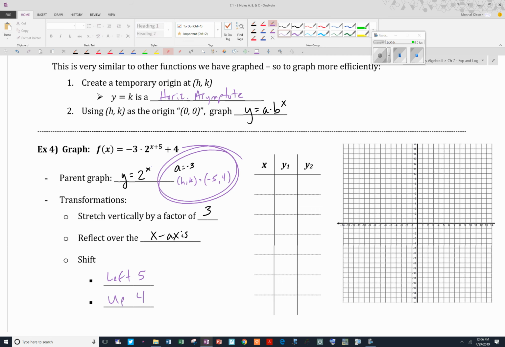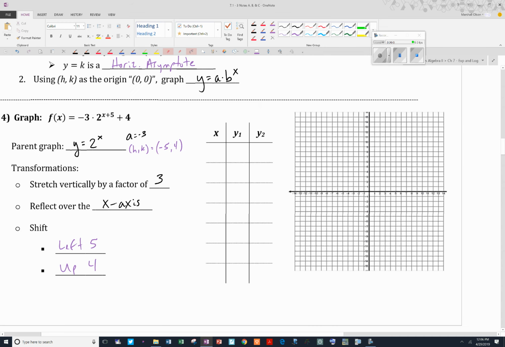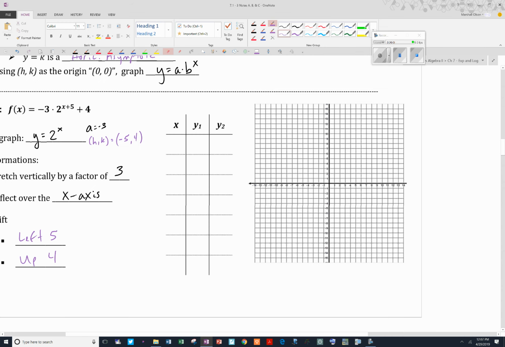And we find that HK point. Go ahead and find that HK point down here, that negative 5, 4. And you can put a little dot there if you want to. Negative 5, positive 4 is right there. Okay, I'm going to treat that like my origin. And I'm definitely going to put a dashed line right there. There's my horizontal asymptote.